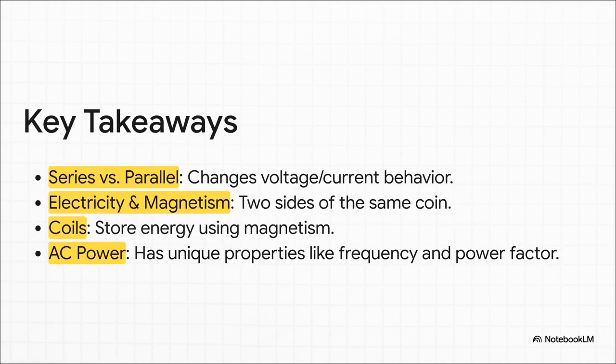So, when you decode it all, what have we really learned? It all comes down to a few really powerful ideas. Wiring something in series versus parallel completely changes the game. Electricity and magnetism are an inseparable duo. Coils let us harness that relationship to literally store energy, and the AC power that runs our entire world has its own special rules. These are the secrets that power, well, everything.